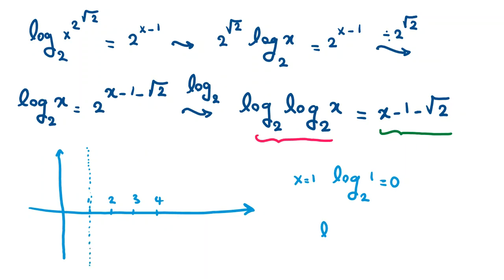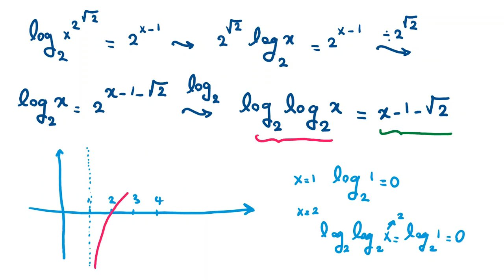If you consider x is 2, log 2 of x, if x is 2, log 2 of 2 will be 1. So the function, let me show with this color, will be something like this. Let's consider the rest. Now, let's also consider the green one, this part.